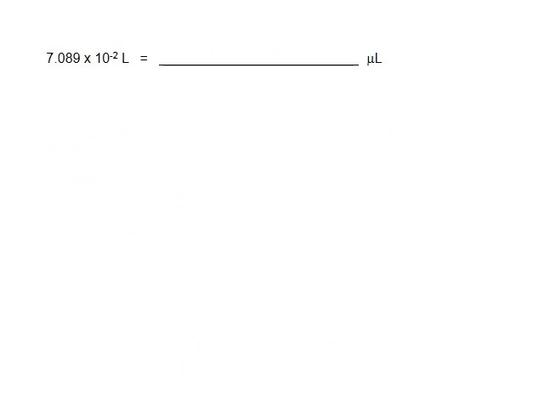This next problem asks us to convert 7.089 times 10 to the minus 2 liters into microliters. Again, the first thing that you want to do is look at the units you have and the units that you eventually want. Liters are a metric unit of volume. Microliters are also a metric unit of volume. They just have a prefix.